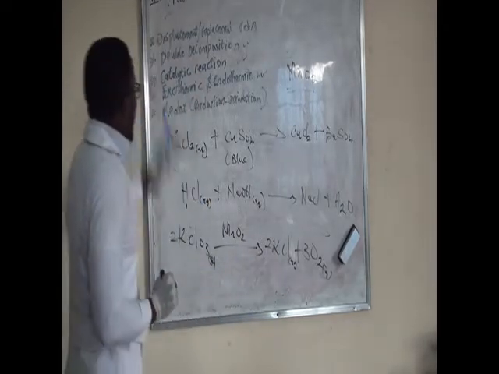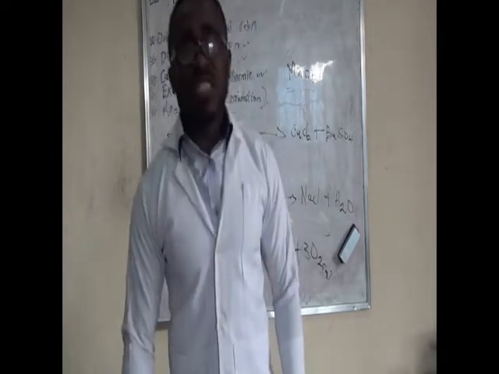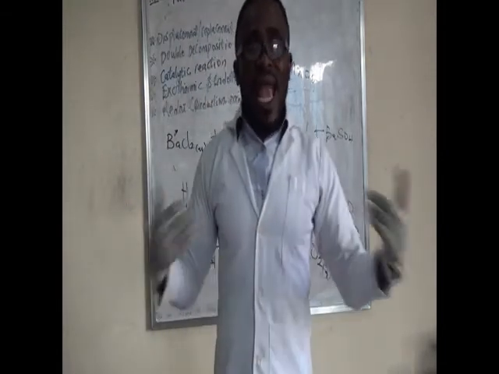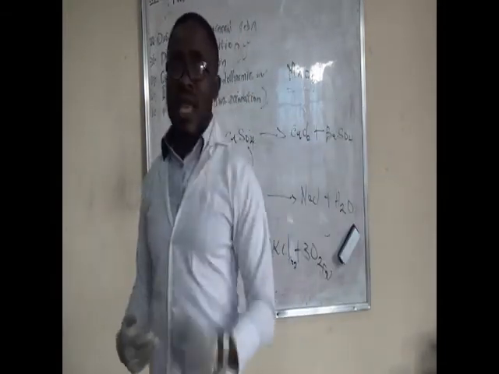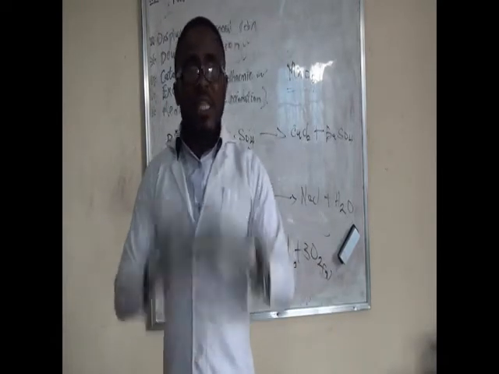Now that ends it for catalytic reaction. Now we look at exothermic and endothermic. The word exothermic and endothermic: from the word exo, it means outside. The word endo means inside. Let's start with exothermic reaction. This is a type of reaction that when it takes place, heat is evolved to the environment.